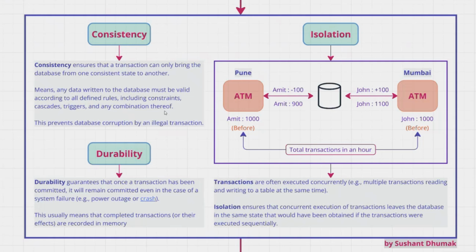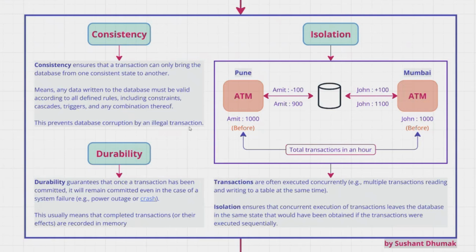all cases. So what we have seen earlier in the example, where the transaction is happening from Amit's account to John's account. If the transaction is complete, then that will bring a successful transaction, which will leave a consistent state for the database. If it is failing, it will go back to its initial state, and then it will be another consistent state, but there will be no in-between stage. So it will prevent the database from corruption by any illegal transaction.